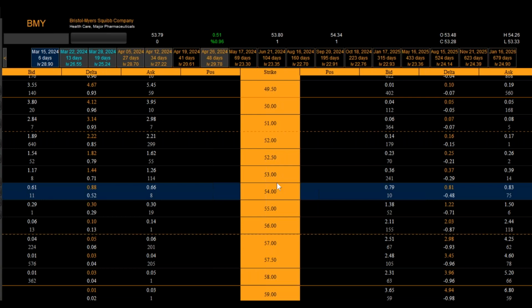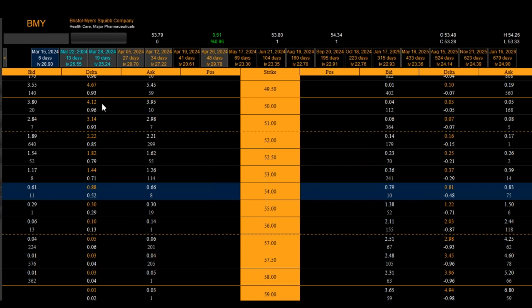This is Bristol Myers. And over here you have the bid and the ask. This tells you what somebody's bidding for this. So if you look at the 56 calls, for example, they were bidding 6 cents and somebody was asking 14 cents. This is the spread. This is what you're trying to get in between. If you were trying to buy it, you try to buy it for as low as possible, between 6 and 14. If you're trying to sell it, you're trying to sell it for as high as possible.